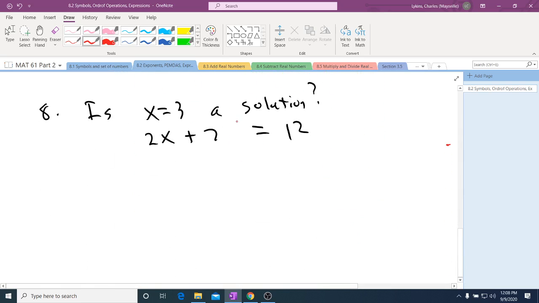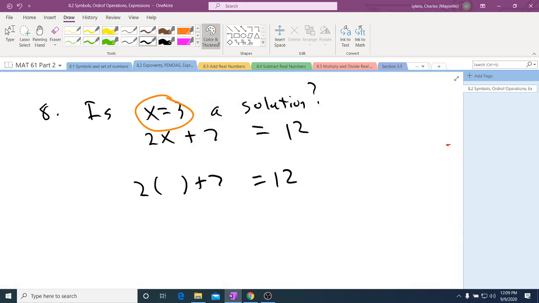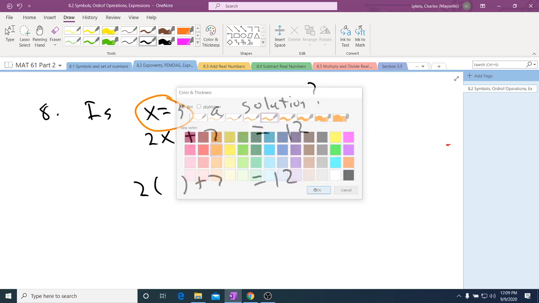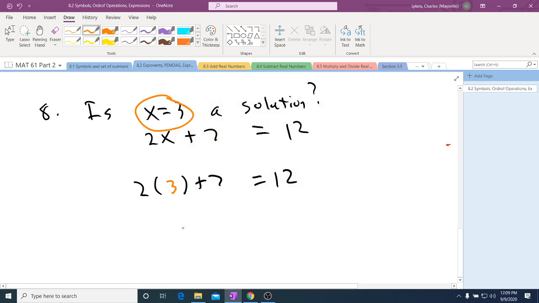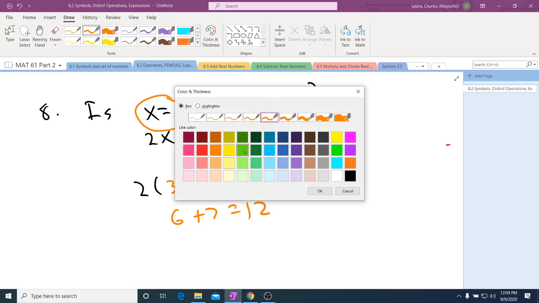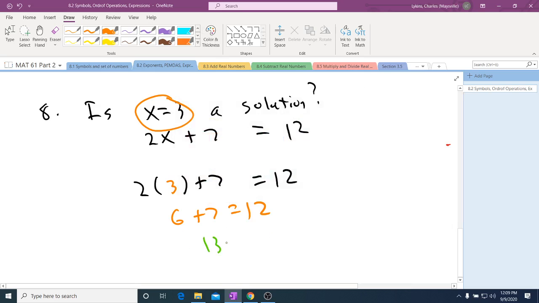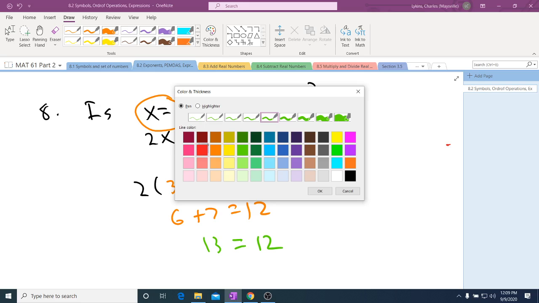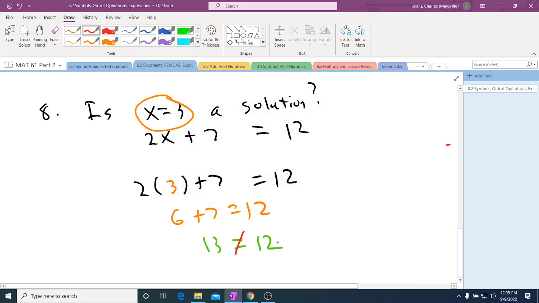And finally, is x equals 3 a solution of 2x plus 7 equals 12? Well, what I want to do is this. I'm going to color code this a little bit better. So my parentheses is what my x is. So I'm going to say that is 3. Now let's fill this in. What's 2 times 3? It's 6 plus 7 equals 12. 6 plus 7 is 13. Now, even though that is close, that is what this symbol means. 13 is not equal to 12. So is it a solution? No.